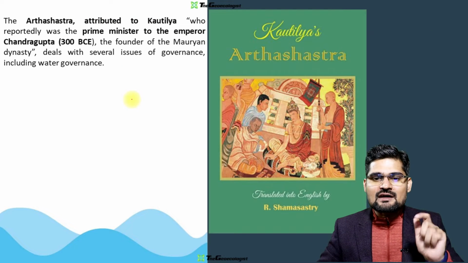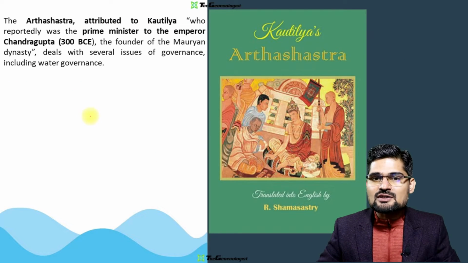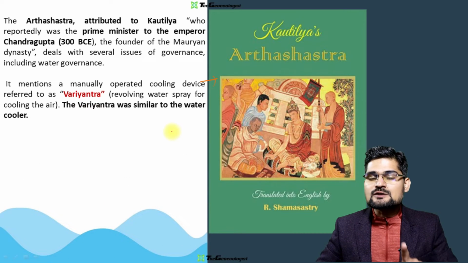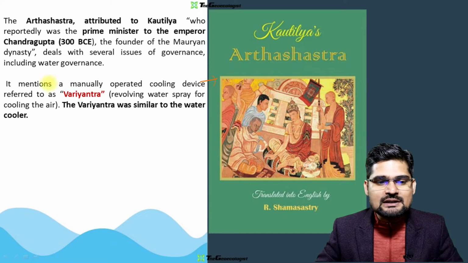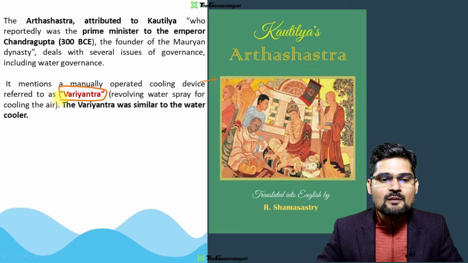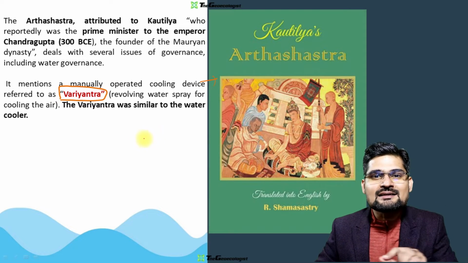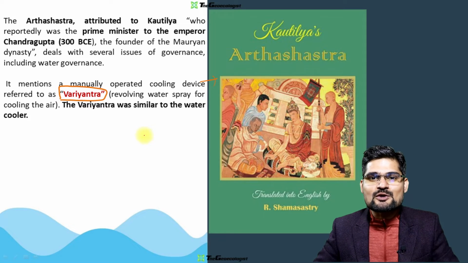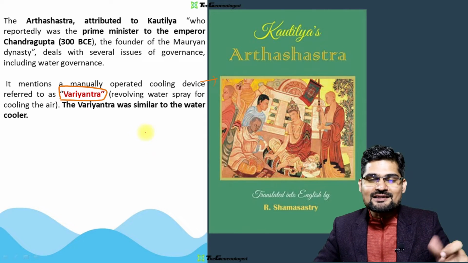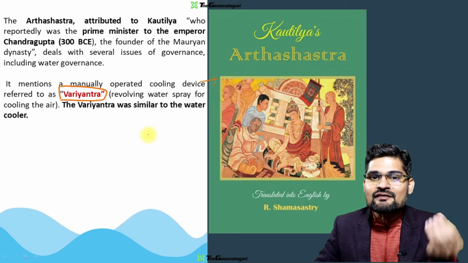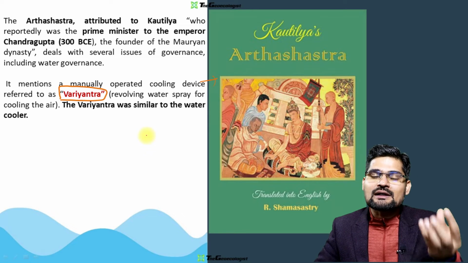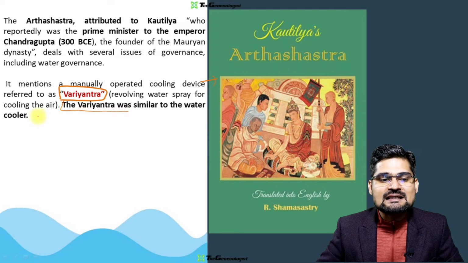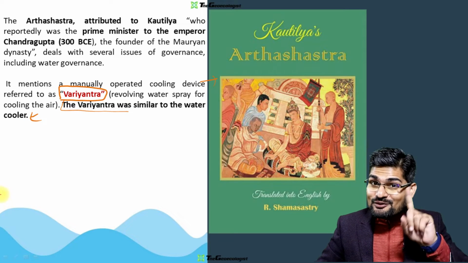Then if you observe Arthashastra again, what you observe is the idea of water, and also there is an instrument called Varyantra. Even Kalidasa has talked about Varyantra, and many times in examinations, multiple choice questions ask who talked about this yantra, which is related to what kind of implement, or what kind of technology during those times. So remember, Varyantra was basically a water cooler, right, during those times.